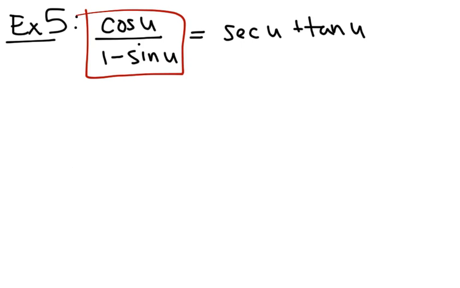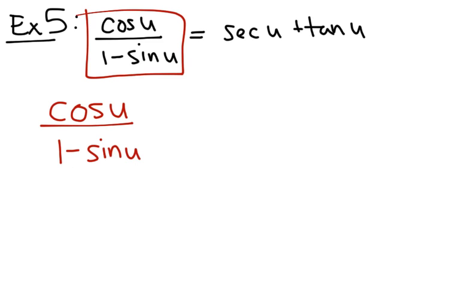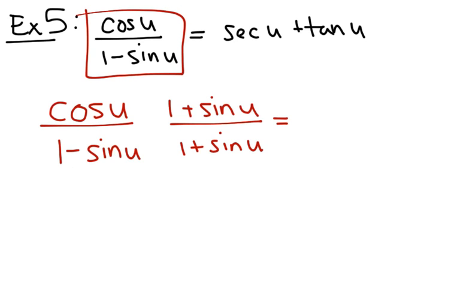So what I'm going to introduce to this problem is the conjugate of the denominator. Do you remember what a conjugate is? The conjugate of the denominator is 1 plus sine u. The reason that I can do this is because I'm really just multiplying that fraction by 1, because this quantity here is 1. As long as you're multiplying by 1, you're not actually changing the problem.